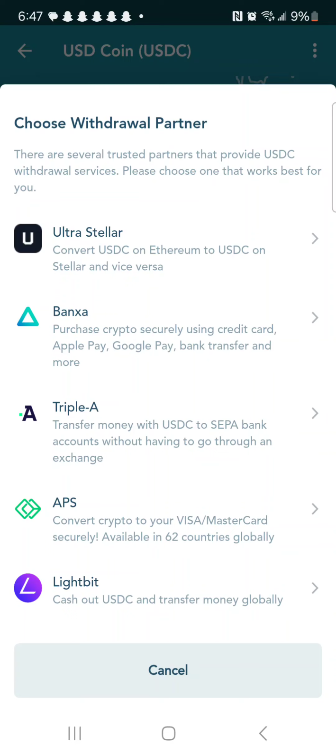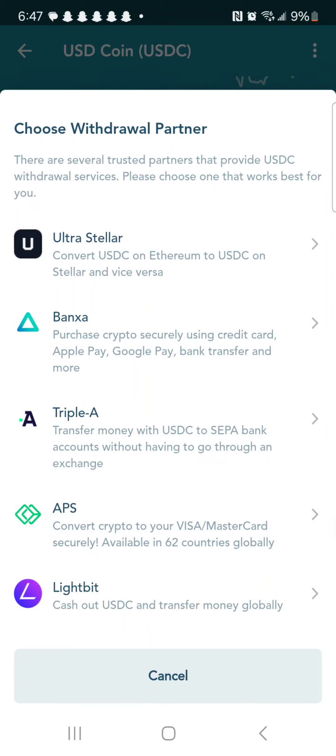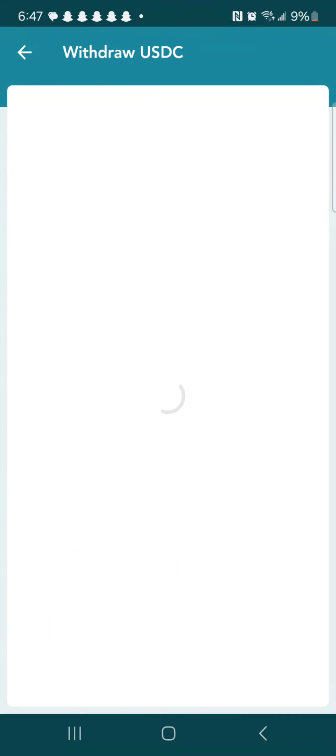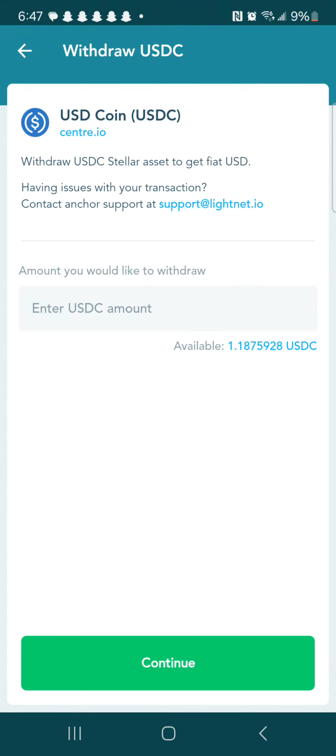Okay, so there's Baxter, there's AAA. All of these are different banks. Cash out USDC and transfer money globally. Take my $1. Total to pay $1.18. Amount you will owe with amount you would like to withdraw. So they have a fee of $1. Total you pay. I'm not doing it because, as you can see, as soon as that happens, they'll pay.